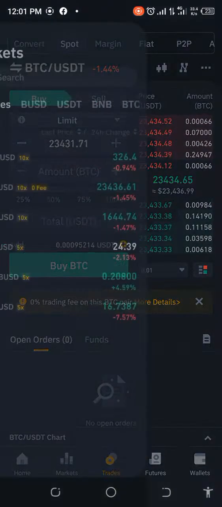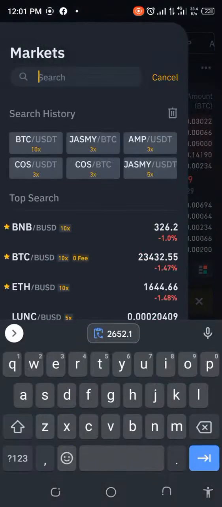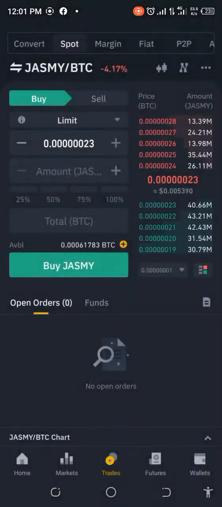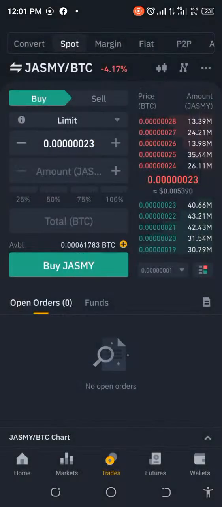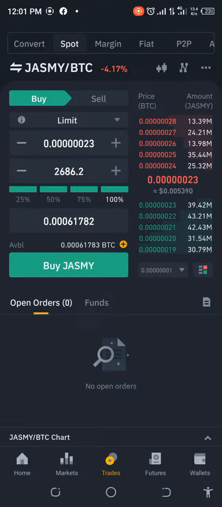So we go ahead and choose Jasmine BTC. I'm going to check one more time just to be sure that everything is still intact. Looks so. And everything I'm doing here, don't forget, is by limit. So I'm just going to take a screenshot of that, and I'm doing this by limit. Let's go ahead and do this one to go.